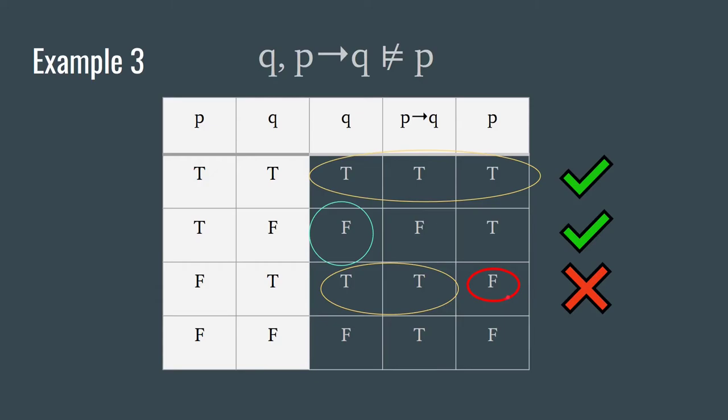Now, all it takes is one row where that happens to make the entire argument form invalid. Once we find an invalid row like this, we don't even really need to bother checking the rest. It takes only one bad row to get an invalid argument, so the rest doesn't matter. We know that this argument is invalid.